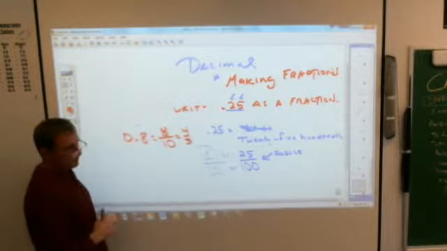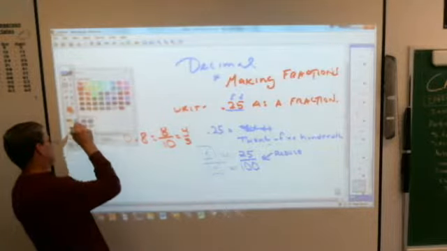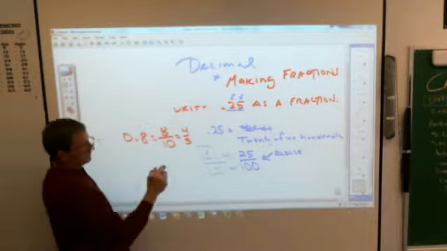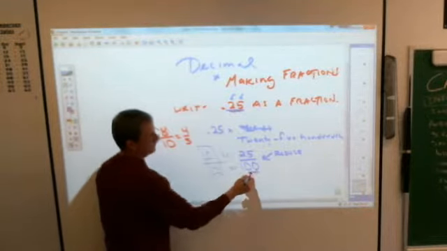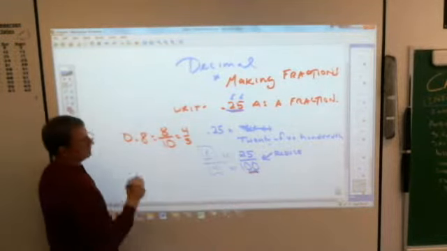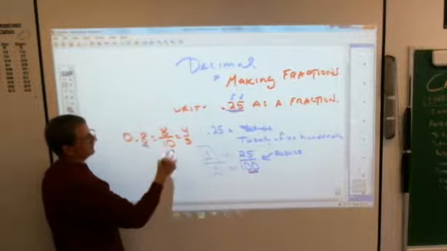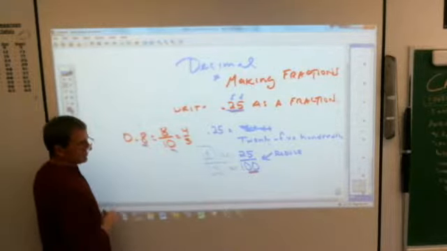Now, kind of a rule of thumb that you'll notice here, children. How many digits are after the decimal here? 2. How many zeros after the 1? 2. How many digits after the decimal here? How many zeros there? Do you see a little correlation?